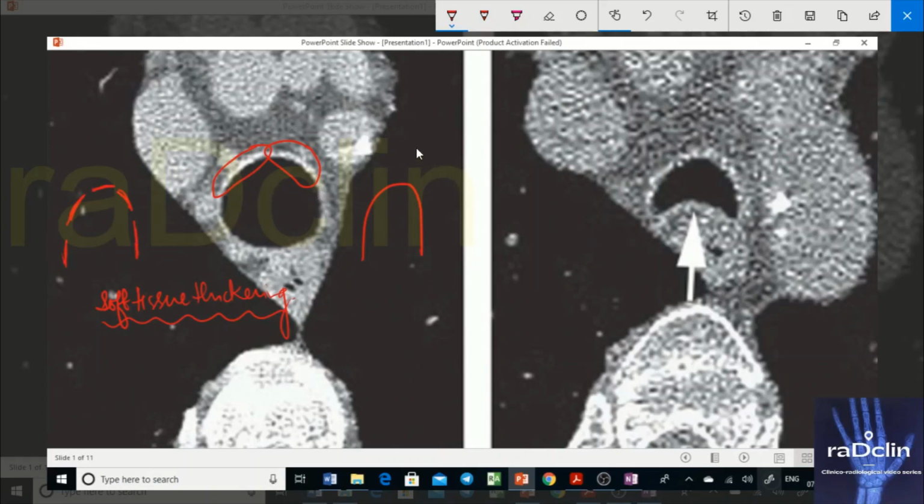But when we ask the patient to expire, you can see clearly that the tracheal diameter collapses. The tracheal diameter basically shrinks. Now, what part of the trachea do you see collapsing? You see the posterior wall. Why? Because it is devoid of cartilage. So it's not stiff, it's soft. And it tends to bulge inward.